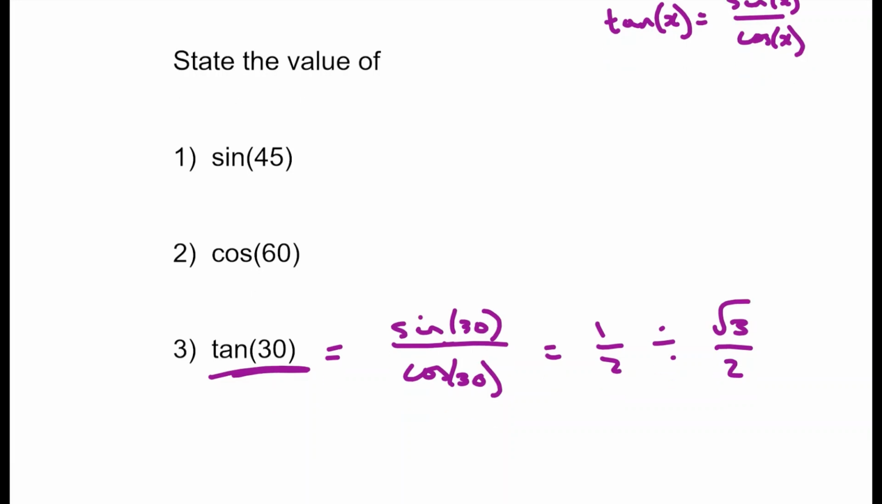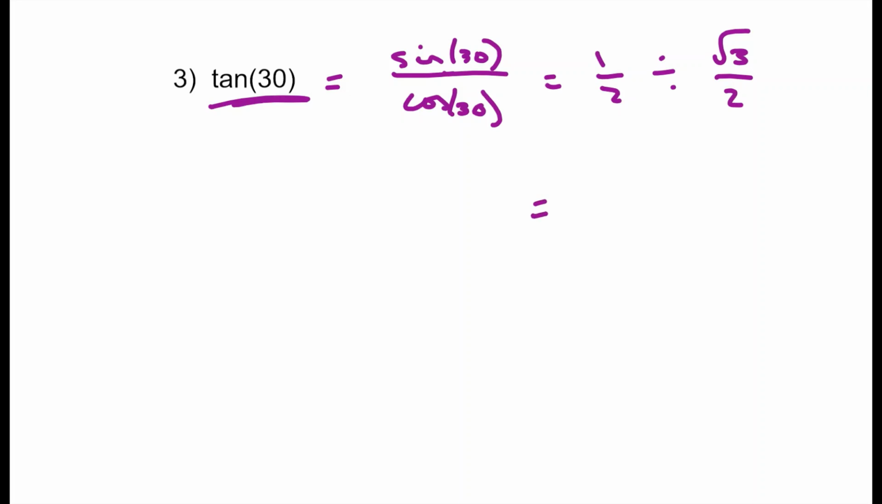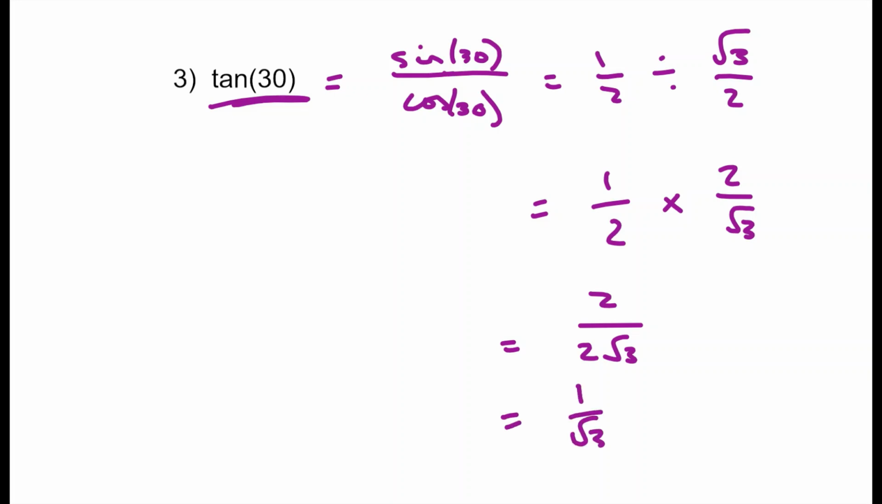Now, with something like this, we actually have to work it out. So we're dividing fractions, so we're going to change it into multiplication and flip the second. Top times top, bottom times bottom, and now we need to tidy it up. So 2 over 2, well, that's just going to give us 1, and we do need to rationalise.